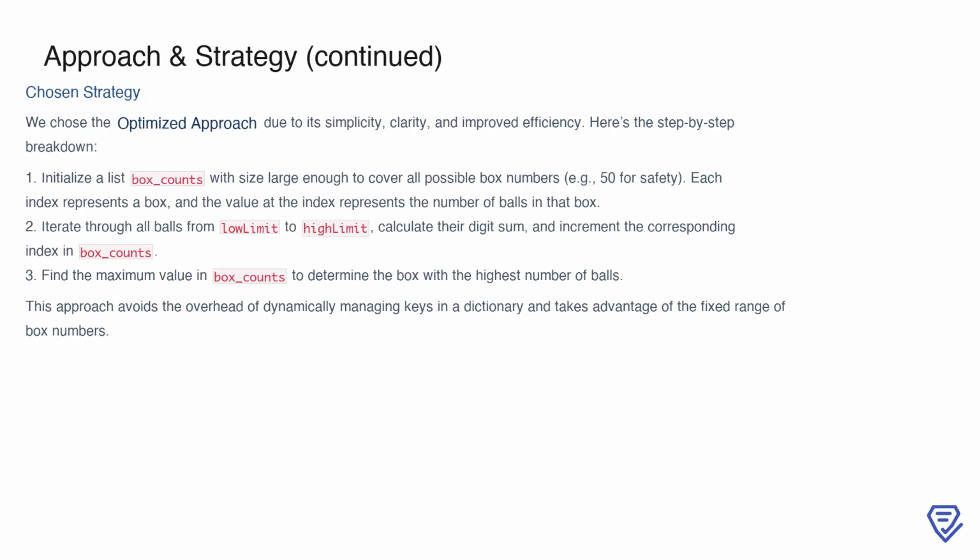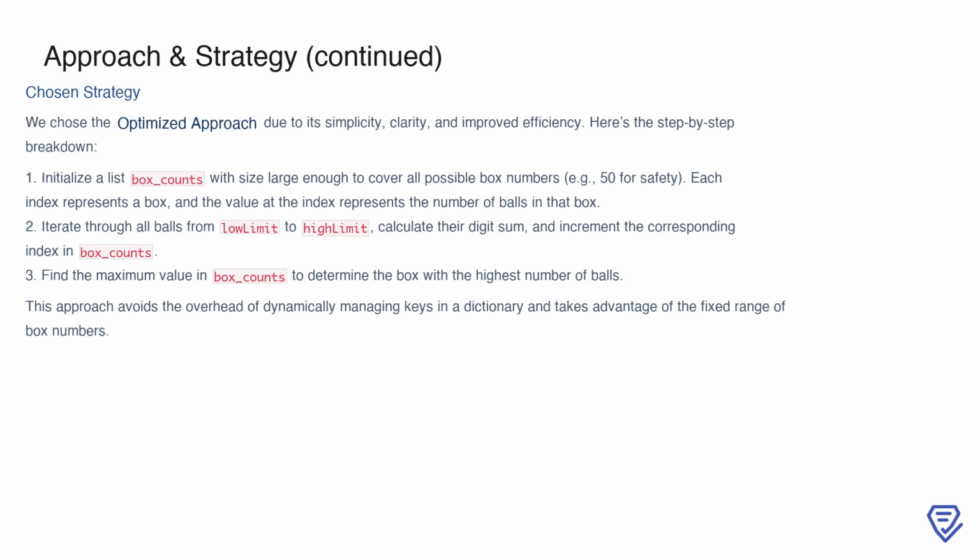Let's break it down step by step. First, we initialize a list called box_counts with a size large enough to cover all possible box numbers. For safety, this size can be set to 50, as even for large ranges, the maximum digit sum remains relatively small. In this list, each index corresponds to a box number, and the value at that index represents the count of balls in that box.